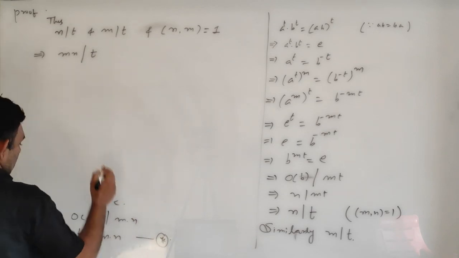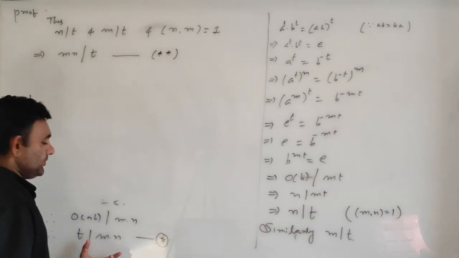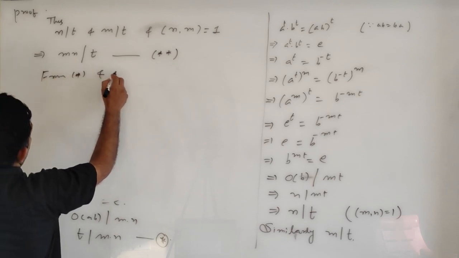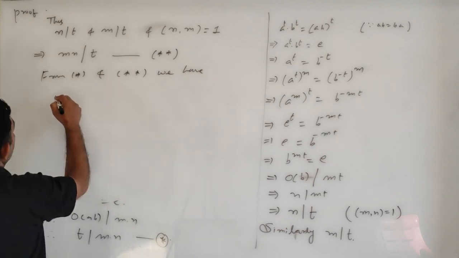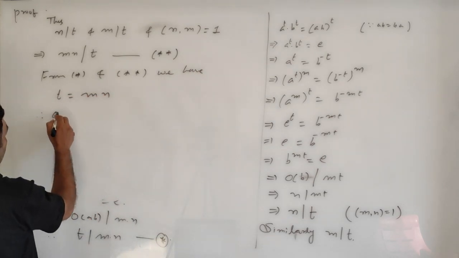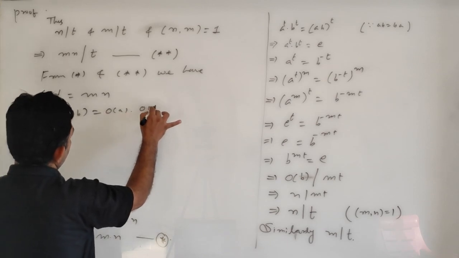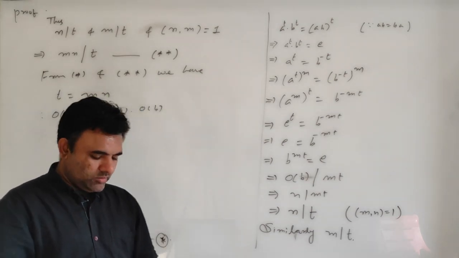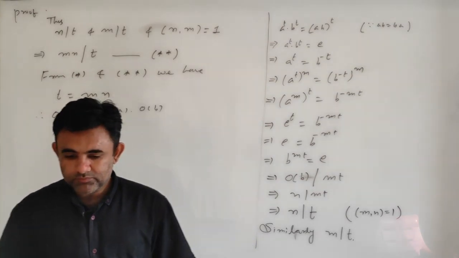So let me say this is double star. From star and double star, we have T is equal to Mn. T is the order of AB, and M is the order of A and the order of B. So this is the result we have: the order of the product is equal to the product of the orders.